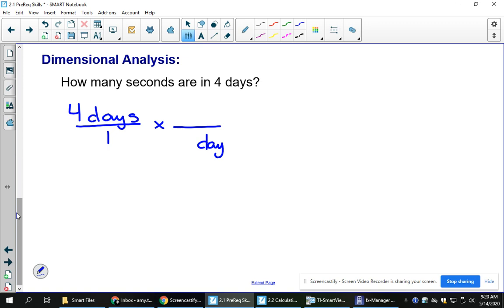What's the next smallest thing that I know about time? Something about a day. One day has 24 hours. What's going to happen to my days? Since they're on top and bottom of a fraction, they're going to cancel, and I'm going to do it again. Hours is on top, so to cancel it, I need to put it on the bottom. What do I know about 1 hour? There's 60 minutes in 1 hour. My hours have now canceled.